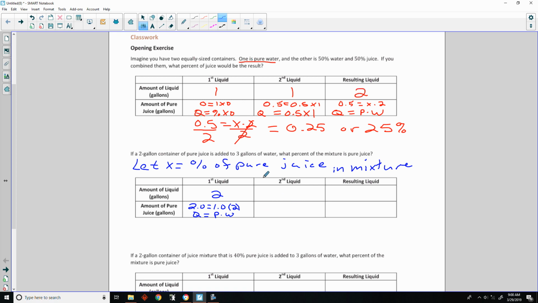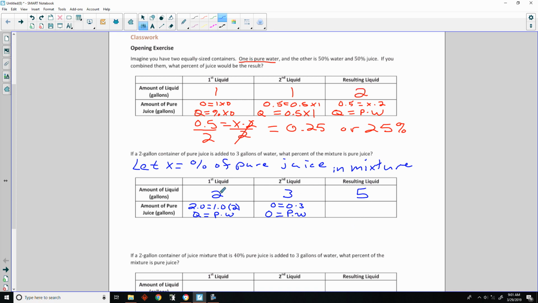Now the second container of liquid is 3 gallons of water. So the second liquid is 3 gallons, and this is going to have 0% juice because 0% of 3 is 0. That was our quantity, and this is our percent, 0% times our whole. Now the resulting liquid, what's the total? Well, the total is 5 gallons.